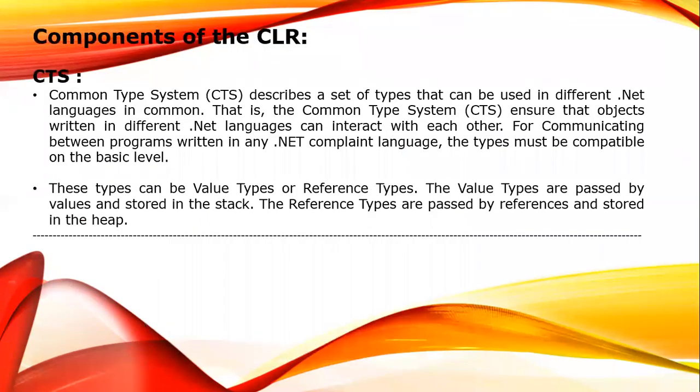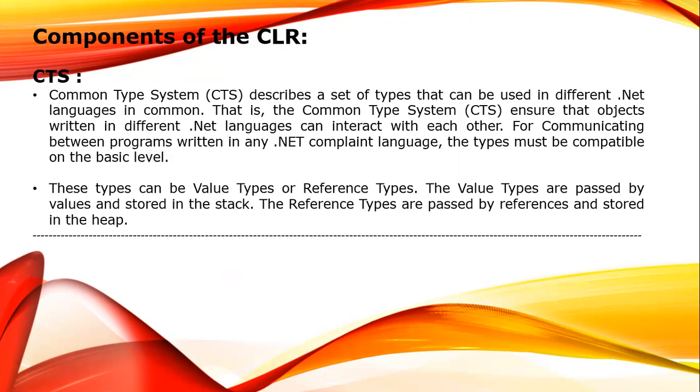Components of CLR. The main component is CTS, the common type system, which describes the set of types that can be used in different languages. Suppose I am using an integer type or a float data type, or any namespace in the framework, or in C# or VB. So it defines which type you are using. That is the common type system. It ensures that objects written in different .NET languages can interact with each other.